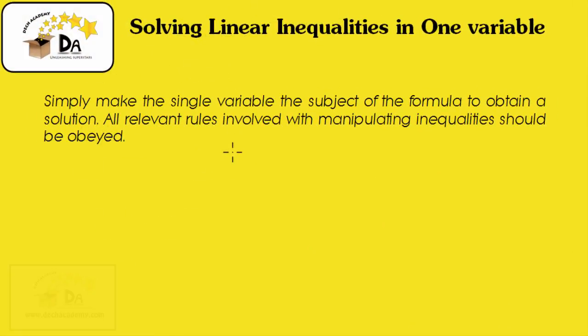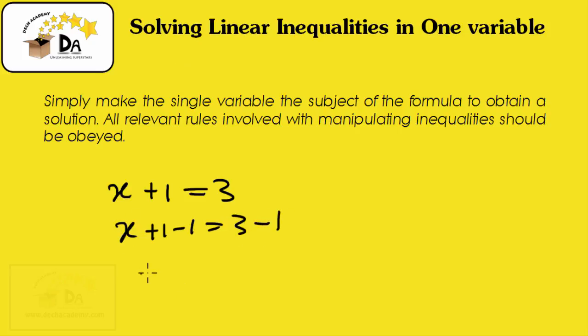In this section of the video, we're going to look at the process of solving linear inequalities in one variable. Now let's take a step back. We've solved equations in one variable, like the equation x plus 1 equals 3. Solving this equation, which involves one variable, simply refers to determining a value for the variable that causes the equation to be satisfied. That's achieved by making x the subject of the formula, which can be achieved by getting rid of this plus 1 by subtracting 1 from both sides, which gives 2. So when x is 2, this equation is satisfied.